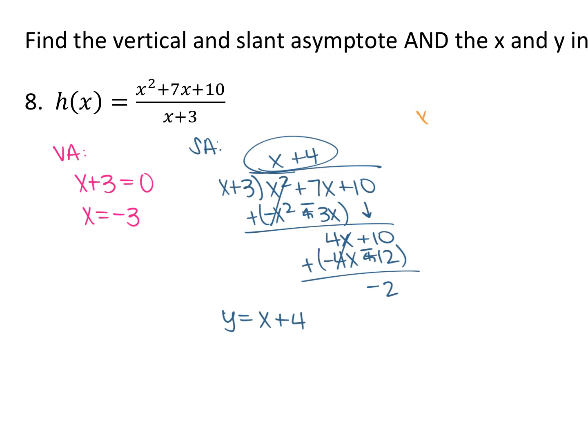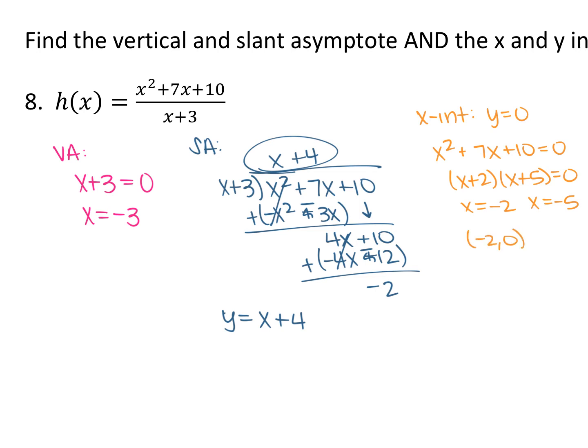For your x-intercept, your y is equal to 0. So that means you have x squared plus 7x plus 10 is equal to 0. This factors to give you x plus 2 times x plus 5 is equal to 0. You set each part equal to 0 and you solve. And you get that x is equal to negative 2 and x is equal to negative 5. So those x-intercepts are the ordered pairs negative 2, 0, and negative 5, 0.